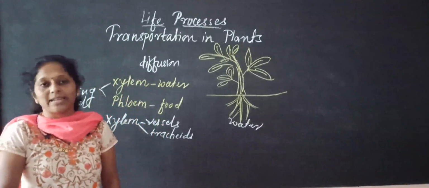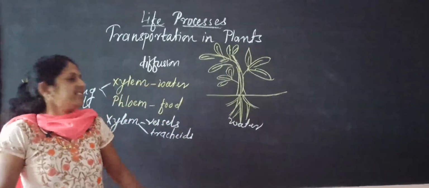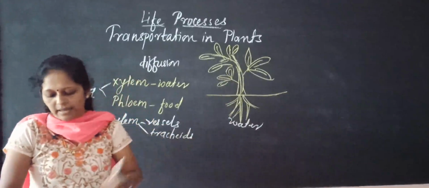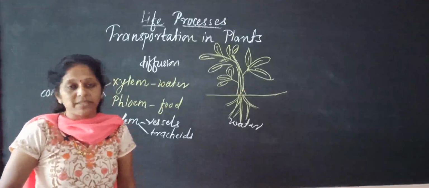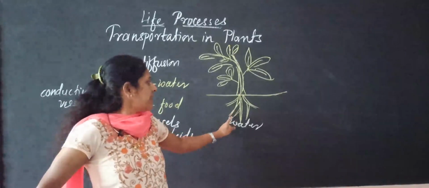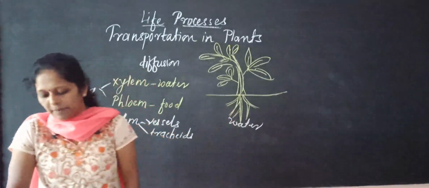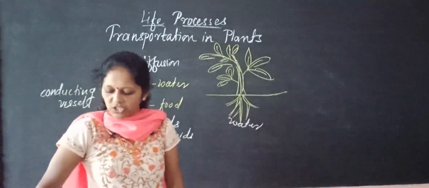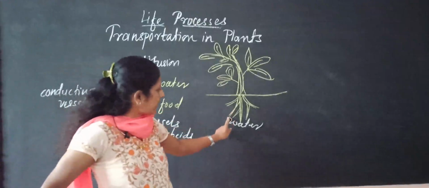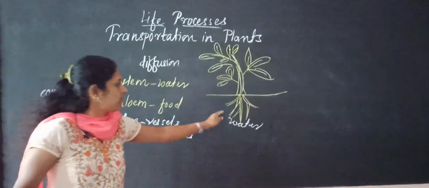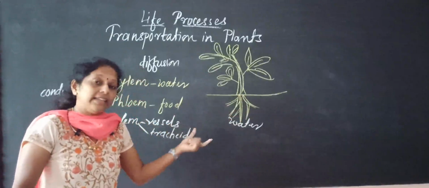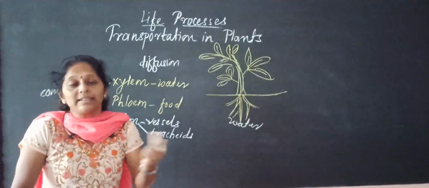At the roots, the cells in contact with the soil actively take up ions. This creates a difference in the concentration of ions between the root and the soil. See here, the cells near the soil actively take the ions from the soil, so this creates a difference in concentration.